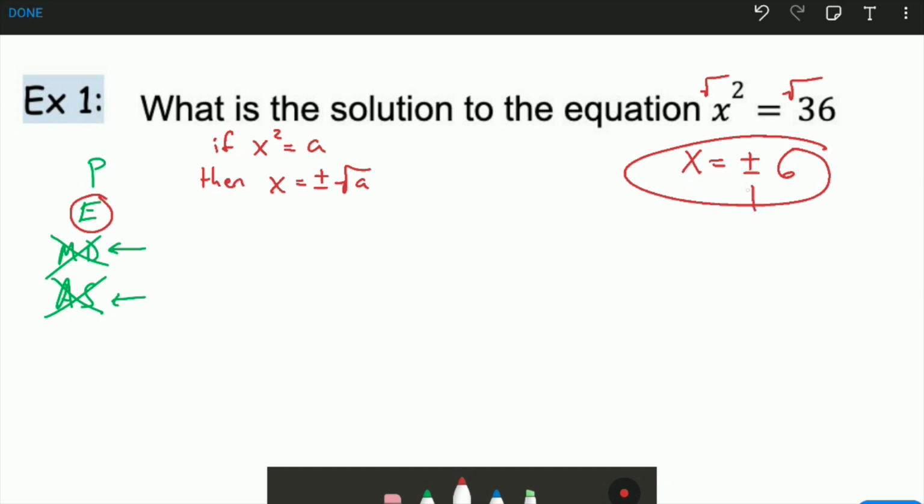You can write it out with the plus minus sign, or you can write it out x equals 6, x equals negative 6. Both are correct, and depending on the context or how you're requested for the answer, depends on which way you want to use.